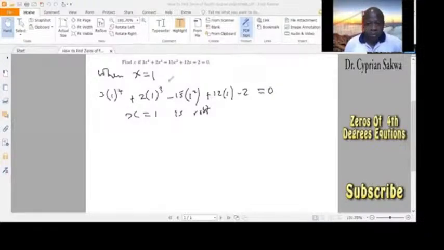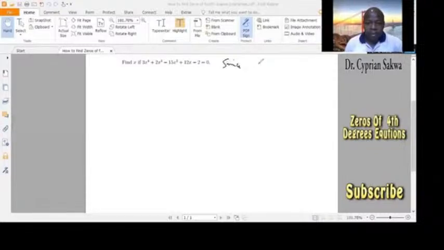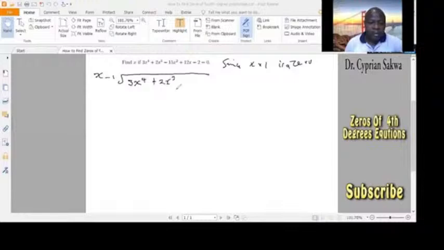So what can we do now? Since we know that x equals 1 is a zero to this equation, we now take that x, bringing 1 to the other side would be x minus 1, and divide it into 3x raised to 4 plus 2x cubed minus 15x squared plus 12x minus 2.